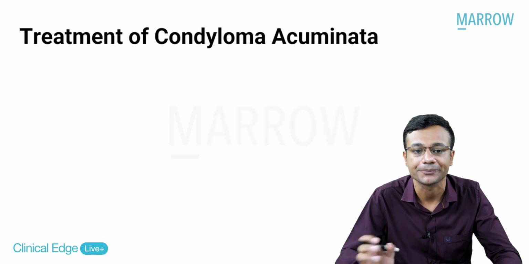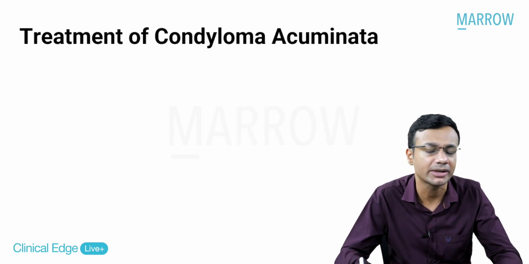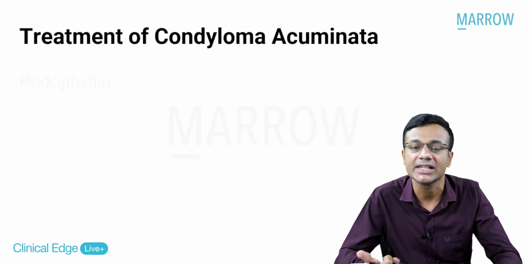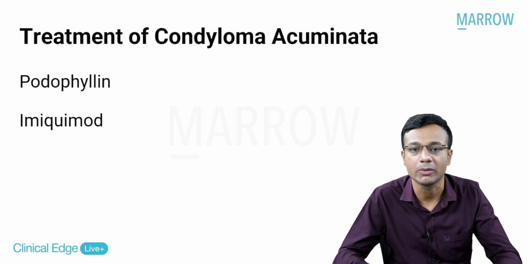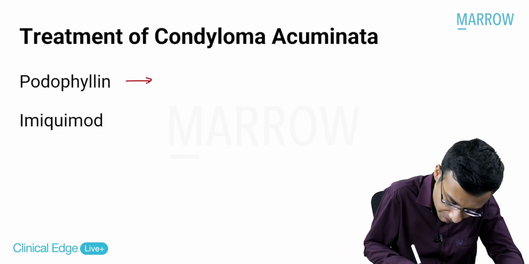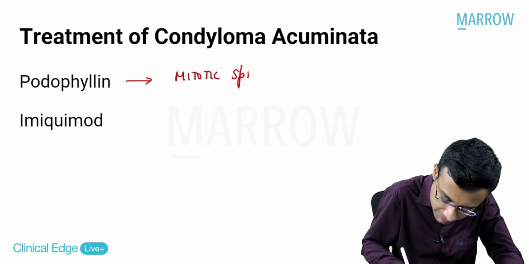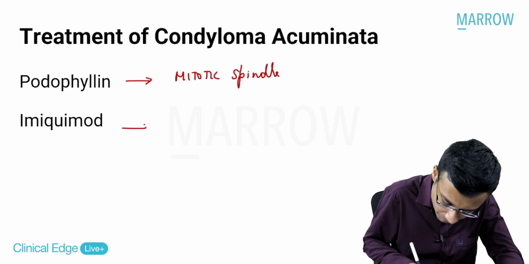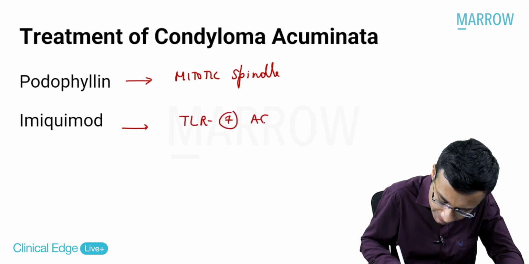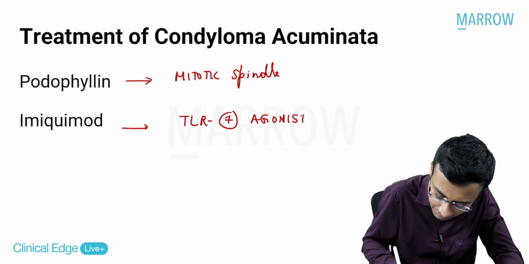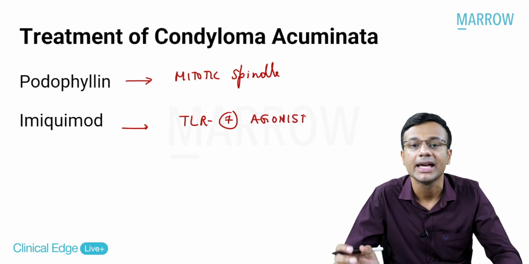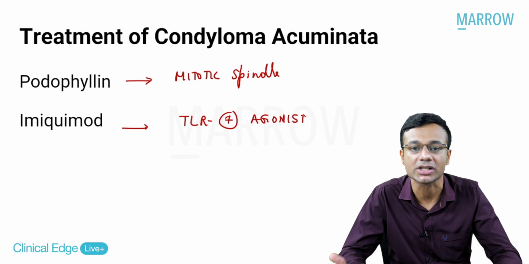Lata means flat. The treatment of condyloma acuminata, just for completion purpose, number 1 is podophyllin and number 2 is imiquimod. Podophyllin is a drug which targets the mitotic spindle and produces wart necrosis. Imiquimod is a toll-like receptor number 7 agonist. So it's a TLR, please remember, students, toll-like receptor number 7 agonist. It stimulates your immune response.